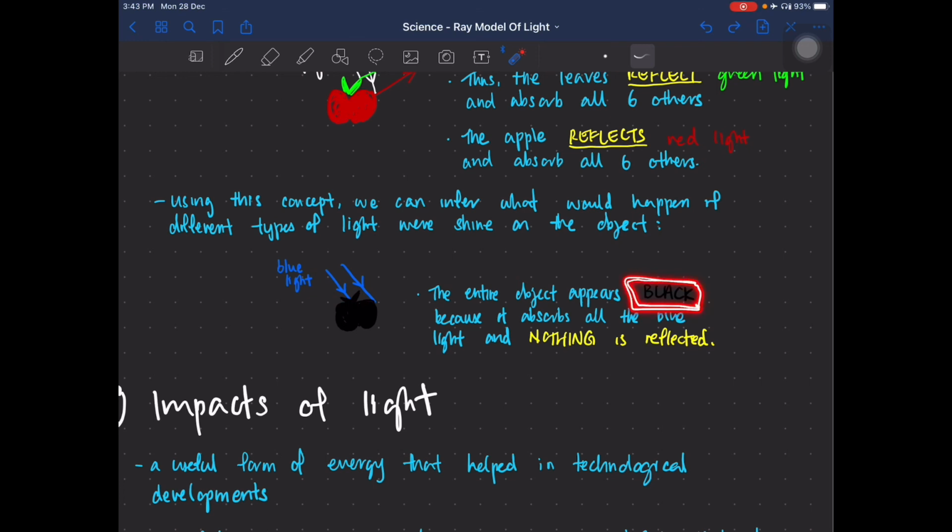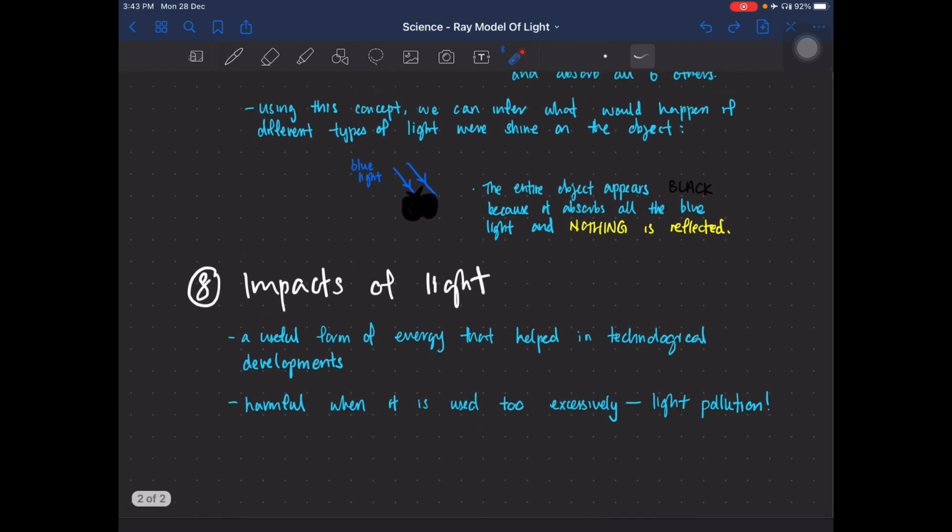So what we see is just a black structure over there, but we can't determine what exactly is the original color of the object because nothing is being reflected. Because we are only using blue light over here, the entire blue light is being absorbed into the apple object.